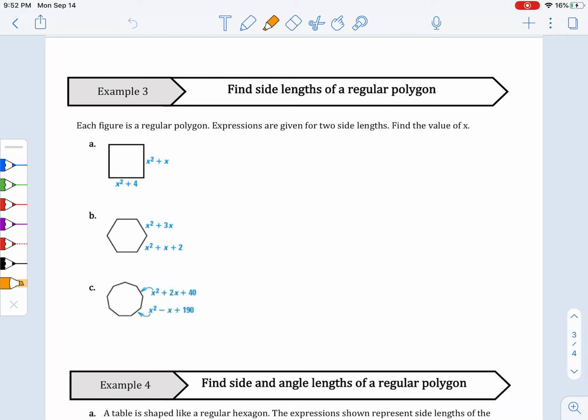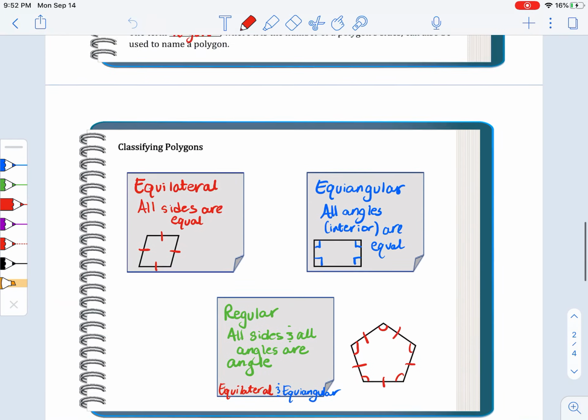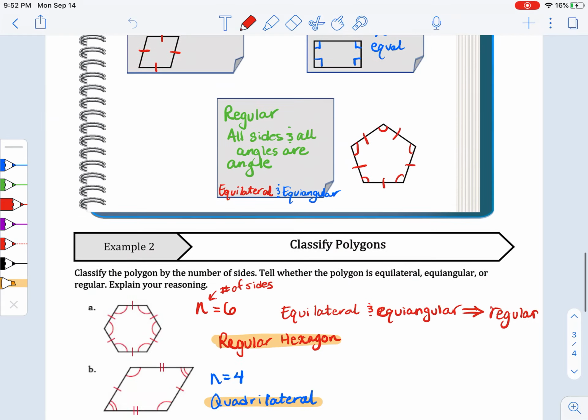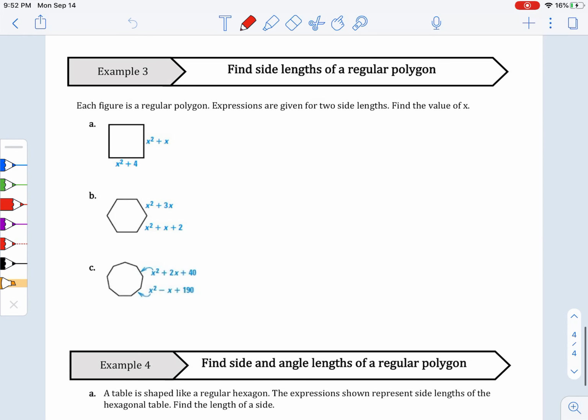So we're going to finish up our chapter 1.6 today. Yesterday we were just talking about how to classify polygons, how to name these polygons. So today we're going to throw in some algebra.